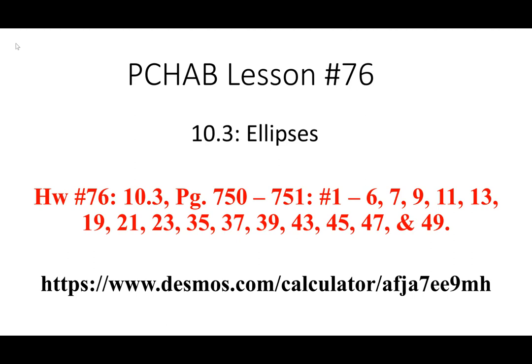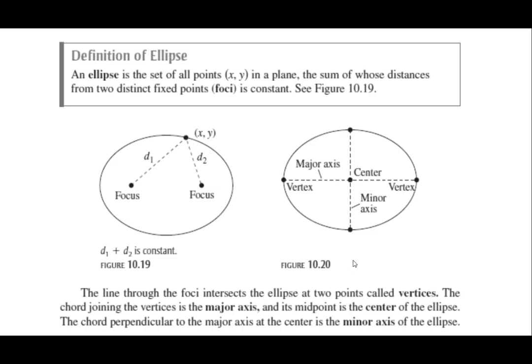Just like the previous lessons, we're going to start by defining the ellipse. Then we're going to do some straightforward examples. Then we're going to need our friend completing the square. And then ultimately, we're going to work in reverse, where I give you some characteristics and you find the equation. So an ellipse is the set of all points in a plane, the sum of whose distances from two distinct points, which are called the foci, that's how you say it, F-O-C-I, is constant.